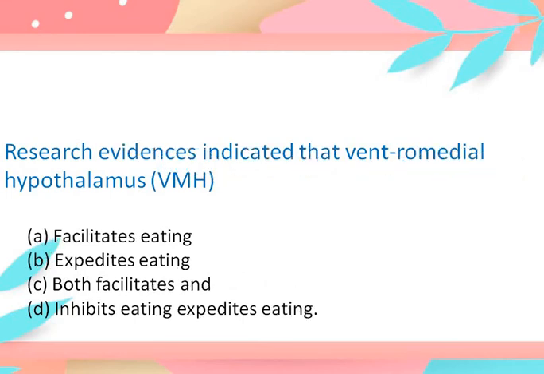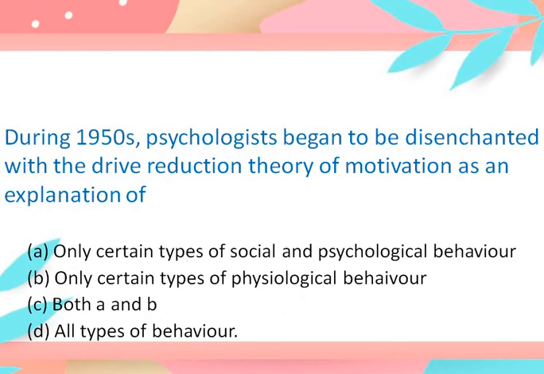Research evidence indicates that the ventromedial hypothalamus, VMH, A. facilitates eating, B. expedites eating, C. both facilitates and expedites, D. inhibits eating. The correct answer is D, inhibits eating.